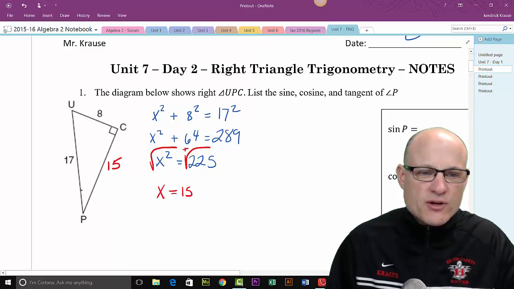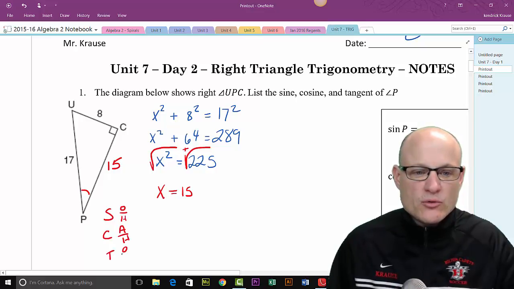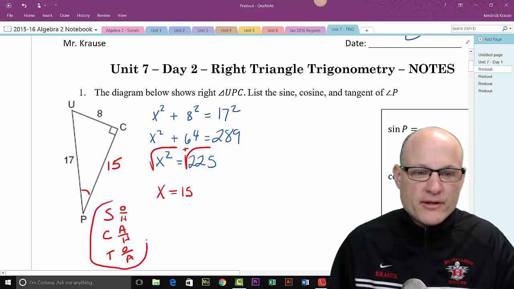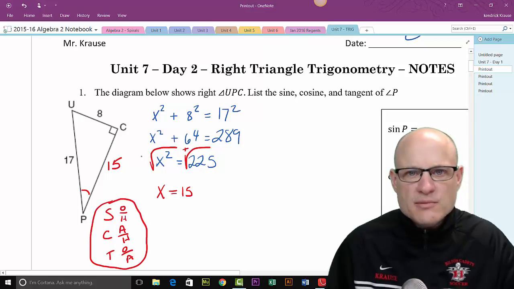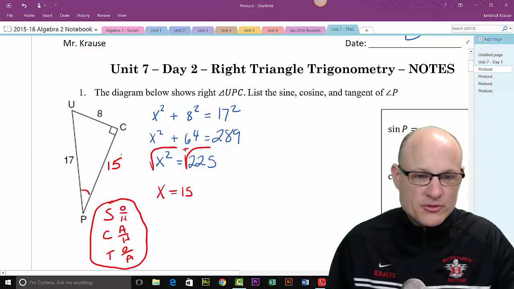And I want you to try to remember something you were taught. I think it goes something like this: some old horse caught another horse taking oats away. That's kind of boring. Some old hippo caught another hippo tripping on alligators. I don't care what you do. You have to learn these 3 trig ratios. At some point, you'll just know them. But most of the time, you'll be going through your head, some old horse caught another horse, or whatever mnemonic device you like to use.